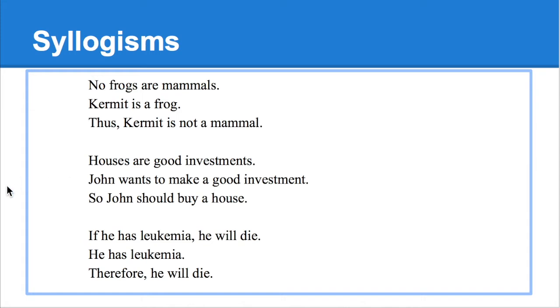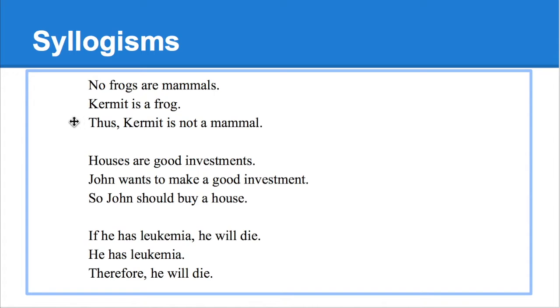Okay, let's look at a couple syllogisms. No frogs are mammals. Kermit is a frog. Therefore, Kermit is not a mammal. Okay, now that is a good syllogism. It is taking a big statement, no frogs are mammals. It's finding a specific application. Kermit is a frog. And it's connecting the two terms that are not the middle terms. What's the term that shows up in both of these? Frogs, okay?